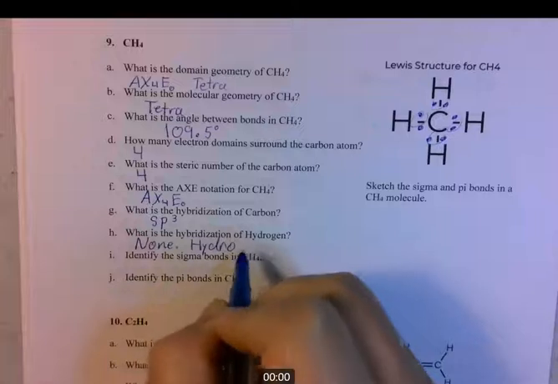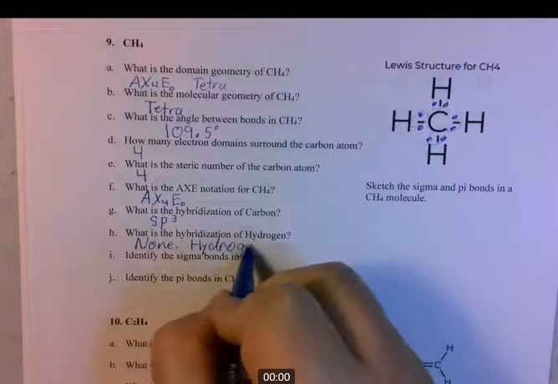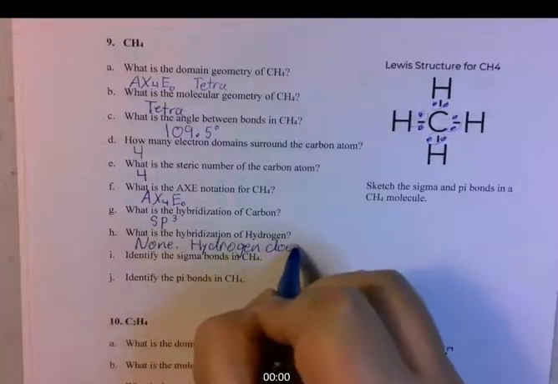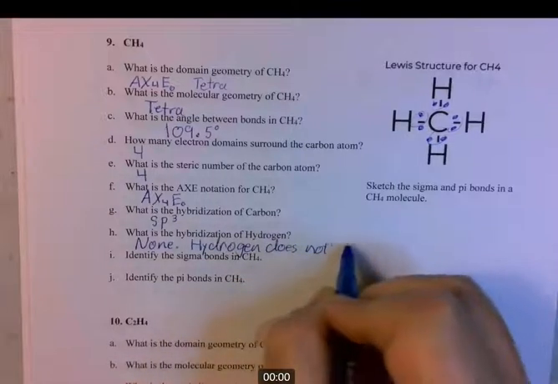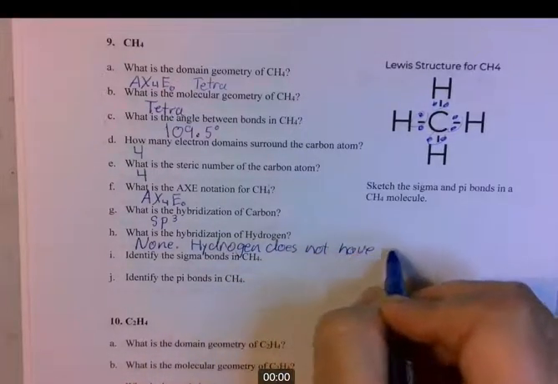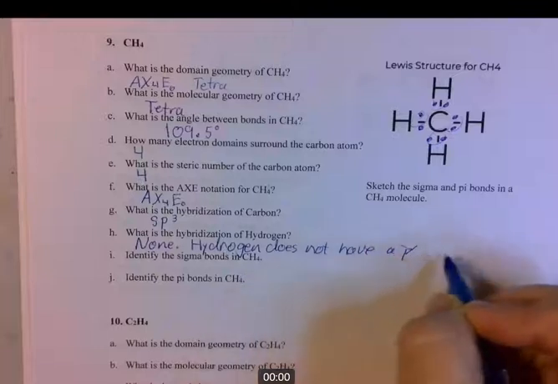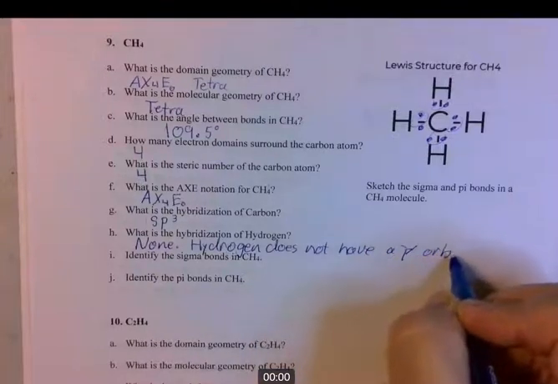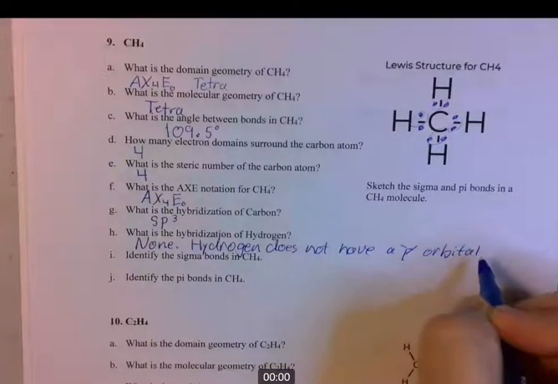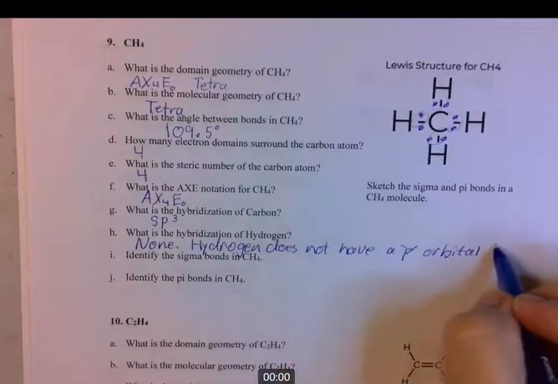does not have a p orbital. You need an s and a p to hybridize. That's what hybridization is. It's mixing the two.